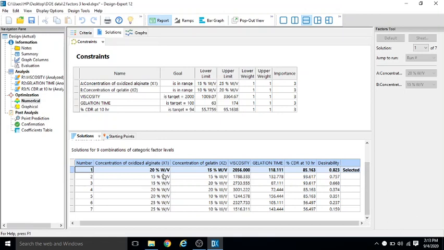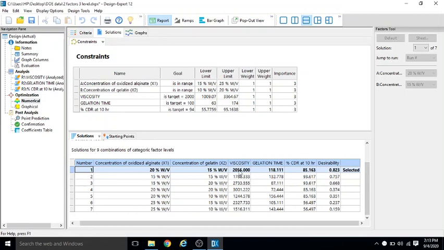So if I take 20% weight by volume concentration of oxidized alginate, and 15% weight by volume concentration of gelatin, the responses of viscosity, gelation time and percentage CDR are very much identical to what I have selected, right? And the desirability is 0.8, which means that 80% chances are there that I may get this particular formulation.